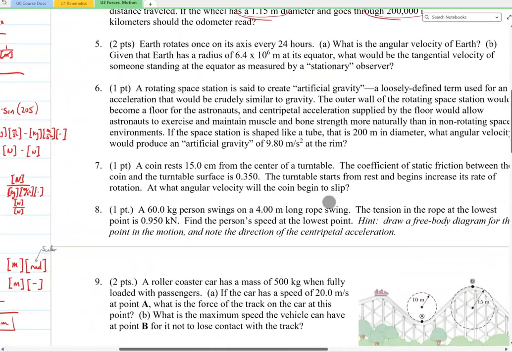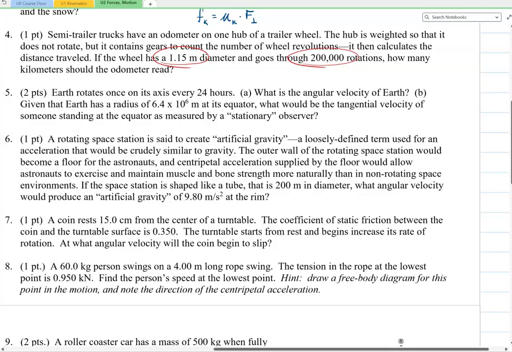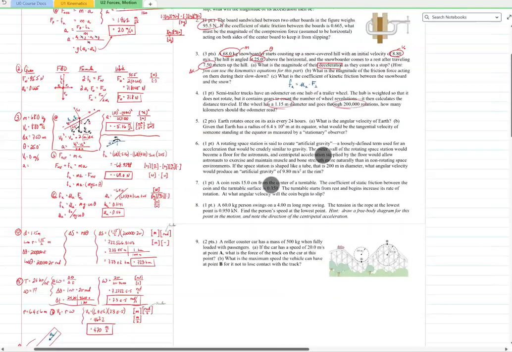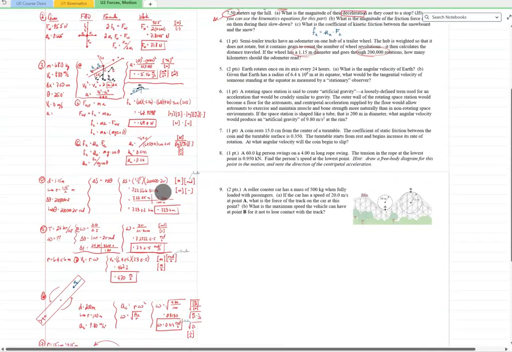Number 5: Earth rotates once every 24 hours. What's the angular velocity of Earth? And if the Earth's radius is 6.4 times 10 to the 6th meters at its equator, what would the tangential velocity of the stationary observer be at that position?